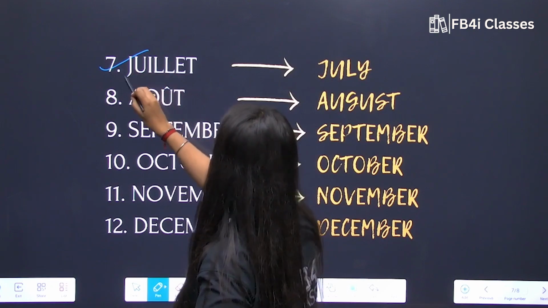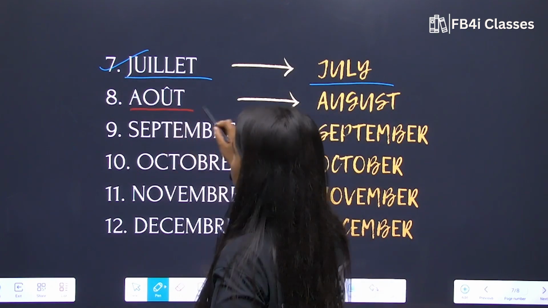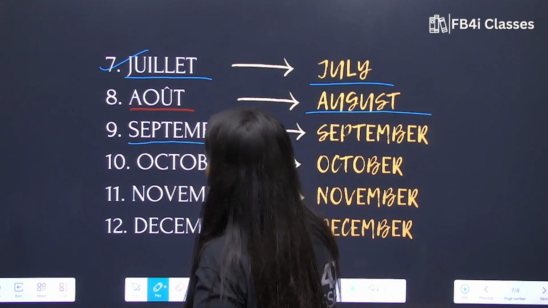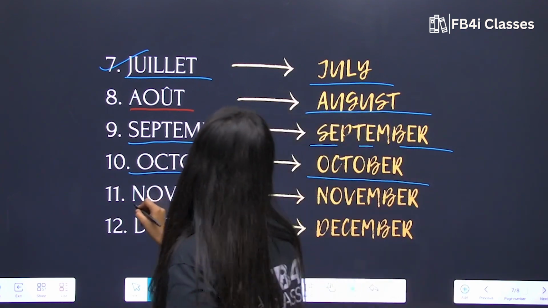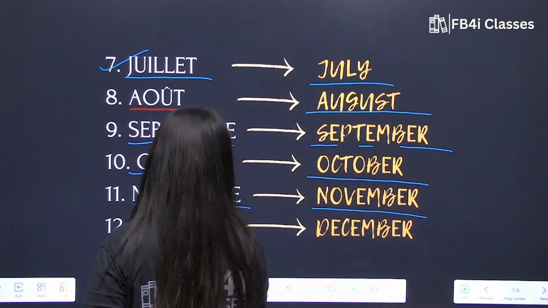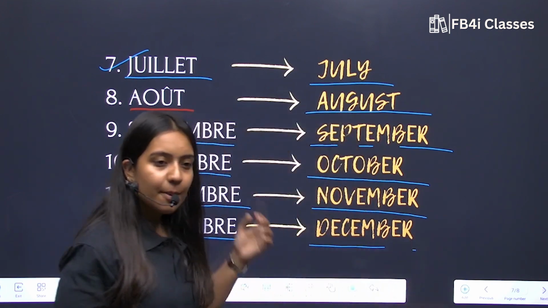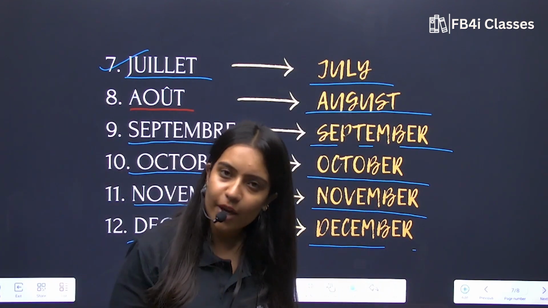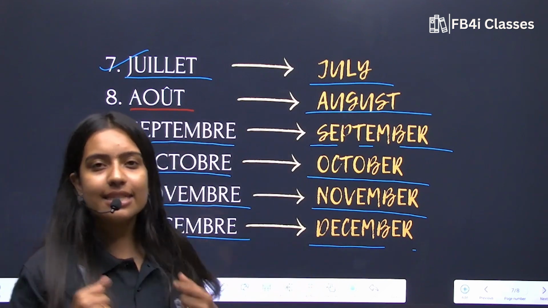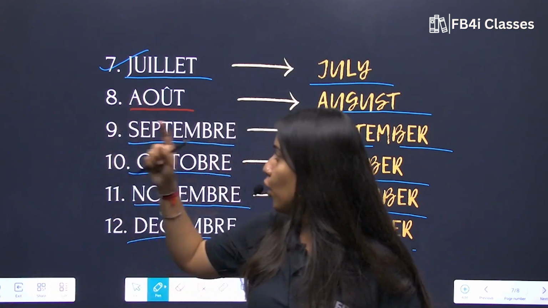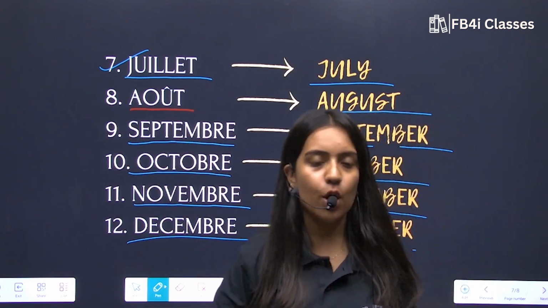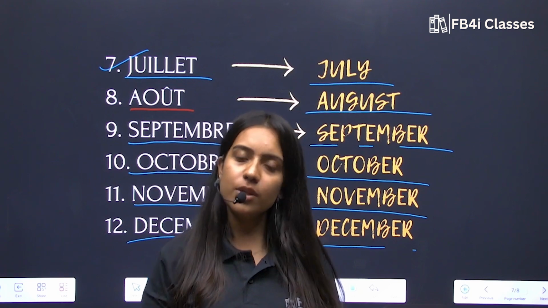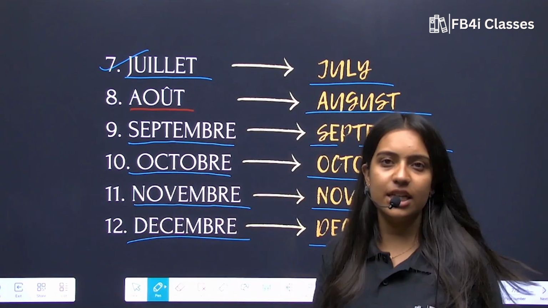The next one, juillet. Juillet is July. Août is August. Septembre is September. October is October. November is November and December is December. सबका pronunciation more or less same है क्योंकि spelling भी same होती है. Let's relay again. Juillet, août, September, October, November and December. Spelling में हल्का सा change है, इसी कारण से हमारे pronunciation भी change हो रहा है.